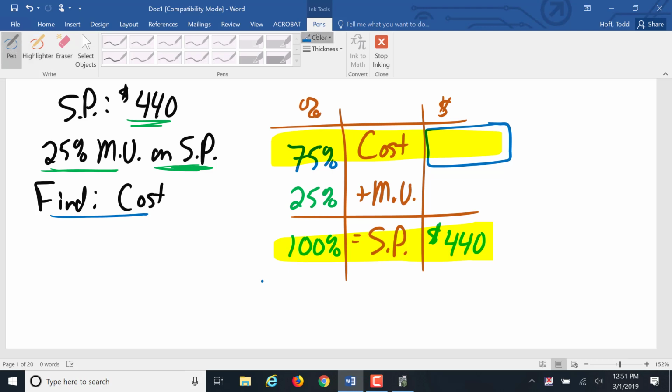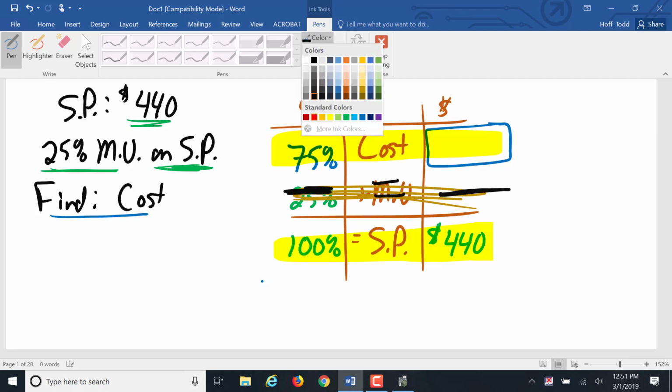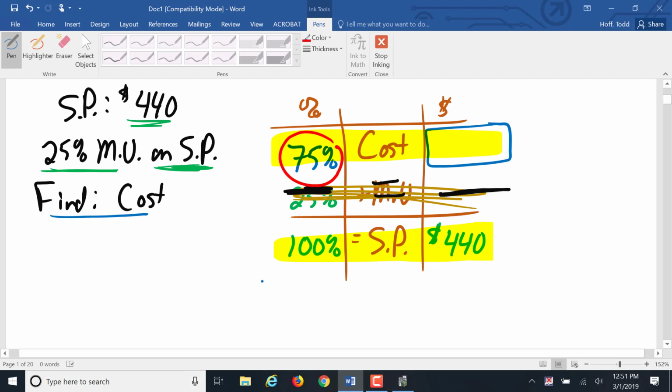So in this case, it's going to be that center row that we don't need. So we have our proportion set up here. 75 over 100 equals blank over 440. We can cross multiply and divide. 75 times 440 divided by 100, which should be $330.